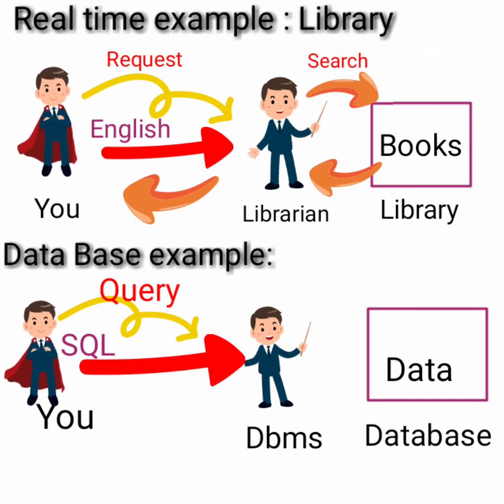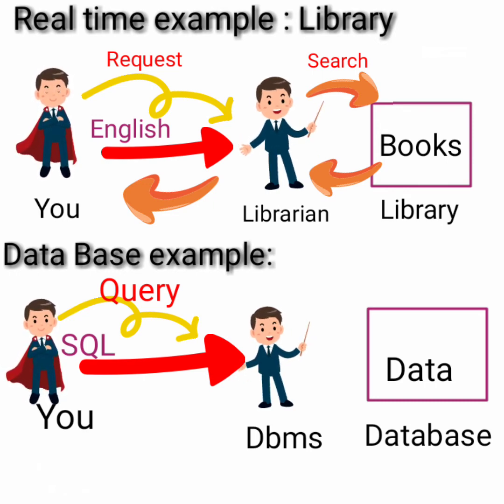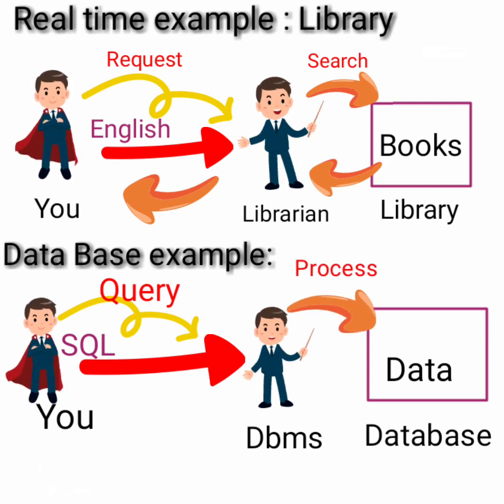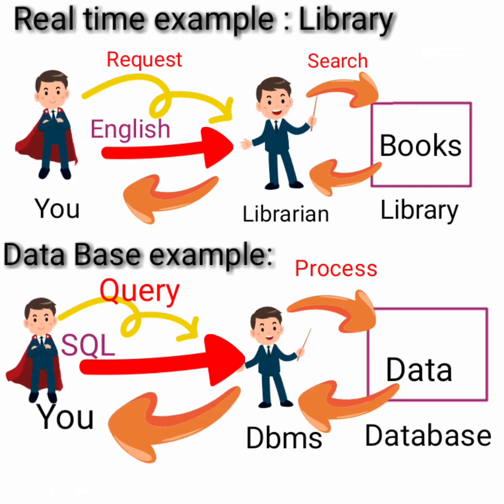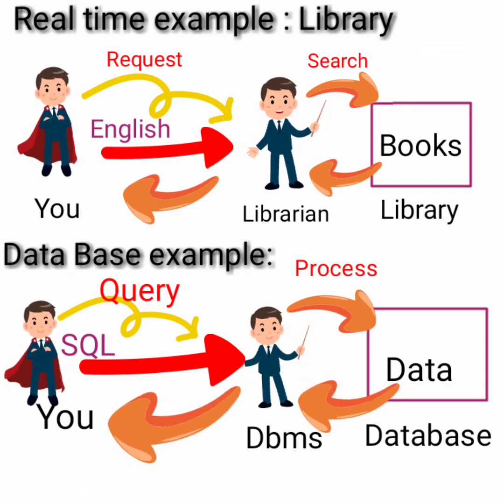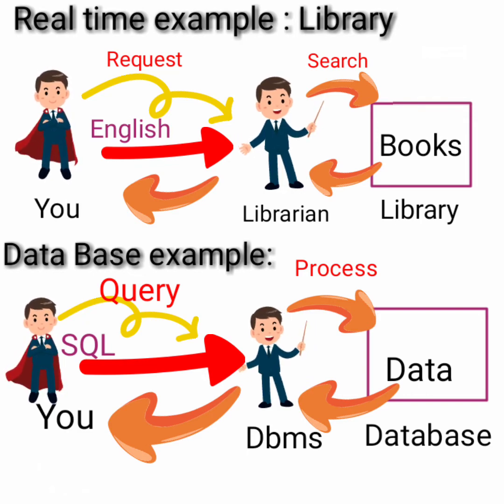The librarian searches for the book in the library. If it is present, he will take the book and give it to you. Here DBMS starts processing the data in the database, which is nothing but searching the data in the database. If the requested data is present in the database, it will be sent to DBMS, which is displayed as output. If the data is not present inside the database, then DBMS will display an output called no data found. This is all about data, database, DBMS and the procedure of DBMS.